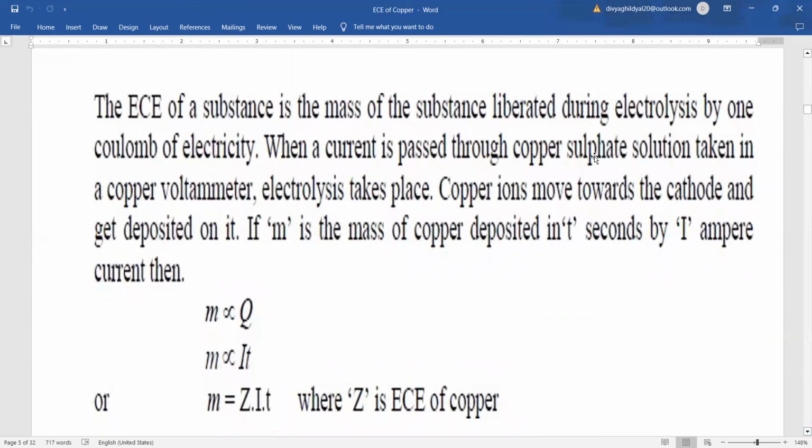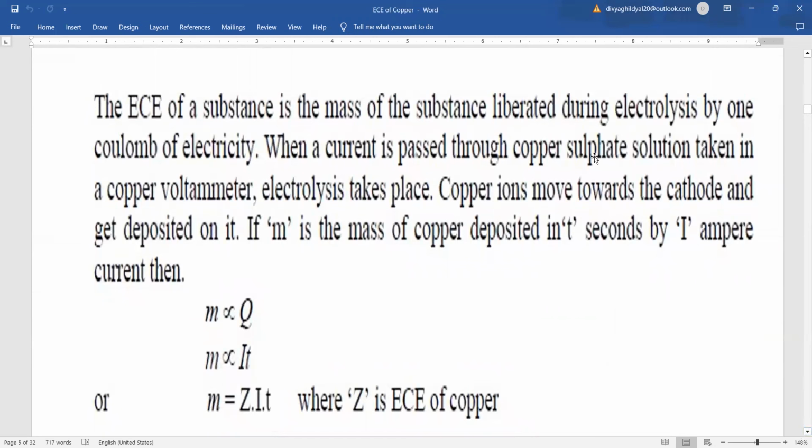Now, the electrochemical equivalent of copper will come out as our experimental value. We can compare it and find the percentage error, knowing that the standard value of the ECE of copper is 3.2 into 10 to the power of minus 7 kg per coulomb.